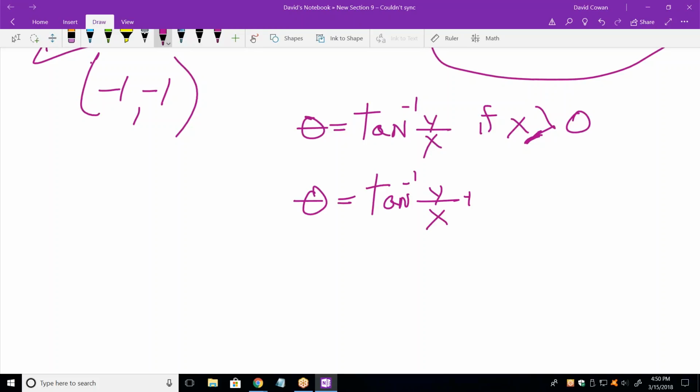Yes, because that puts it in the correct quadrant. When x is greater than 0, it's in the correct quadrant already. But when x is not greater than 0, you get put in the wrong quadrant unless you add pi to it. Okay, so what's theta here?